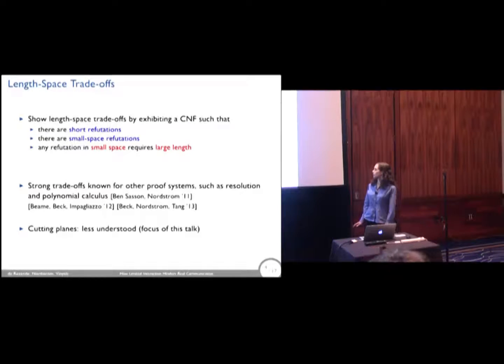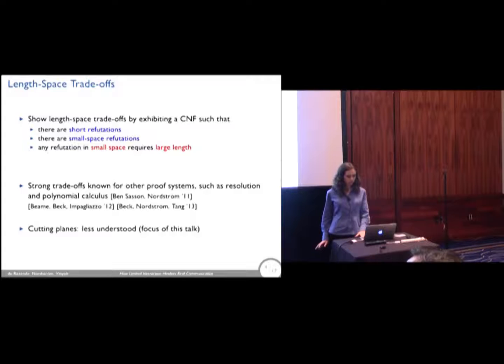So strong trade-offs are known for other proof systems, such as resolution and polynomial calculus, which I haven't defined, but they won't be important for this talk. So we'll be talking about cutting planes, which is a much less well-understood proof system.